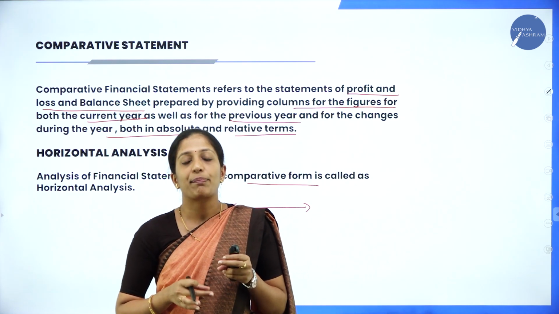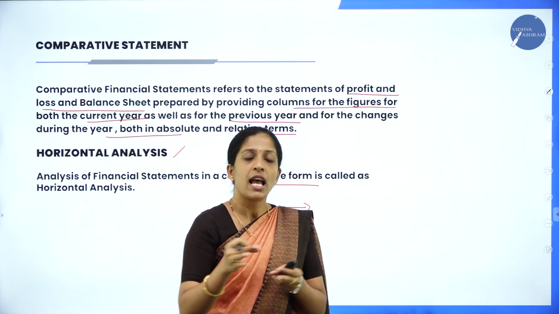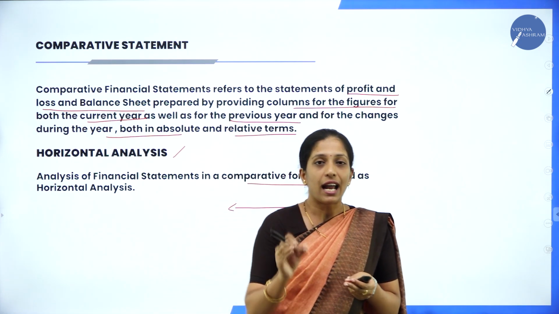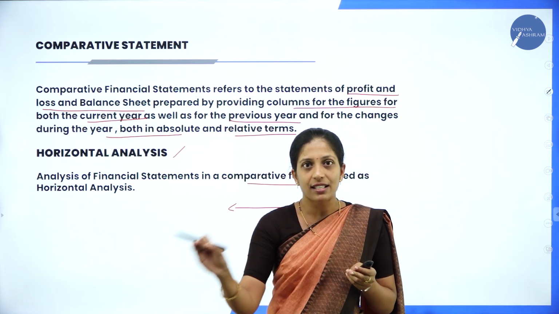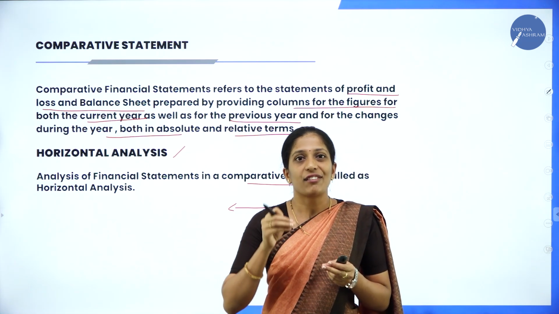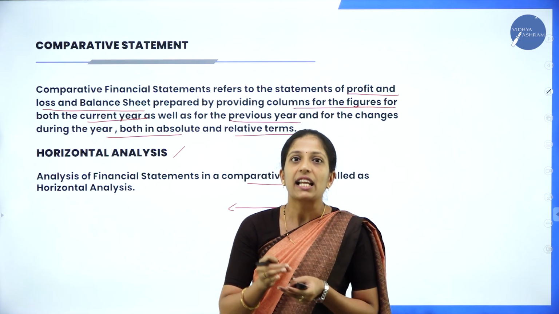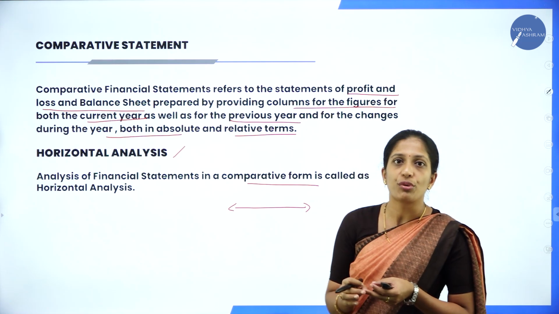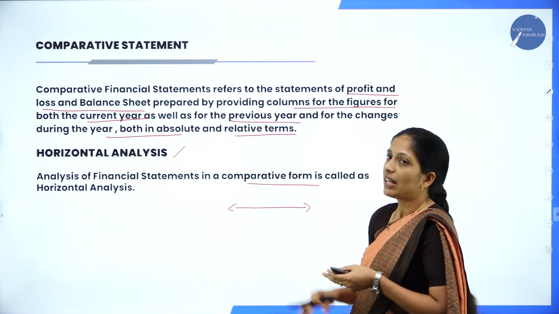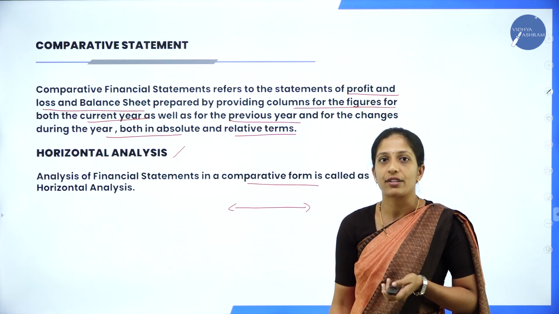Under comparative statement, we are going to compare the items of statement of profit and loss as well as balance sheet, and the comparison will be done side by side, that is in a horizontal way, where we are going to take the figures or the data of current year as well as previous year by taking the actual data or the absolute data with the relevant terms or relative terms. Okay, so this is about your comparative statement.